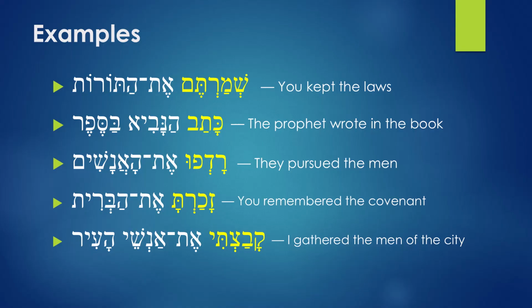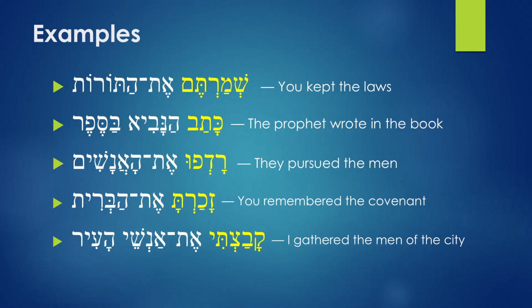Next you have this phrase, radfu et ha'anashim. How to translate that? Now, radfu, even if you didn't know what it meant, you can still give the lexical form. It is coming from radaf, and that means he pursued. So radfu, with that suffix, means they pursued, third masculine plural. Et ha'anashim, anashim is men, the men. They pursued the men.